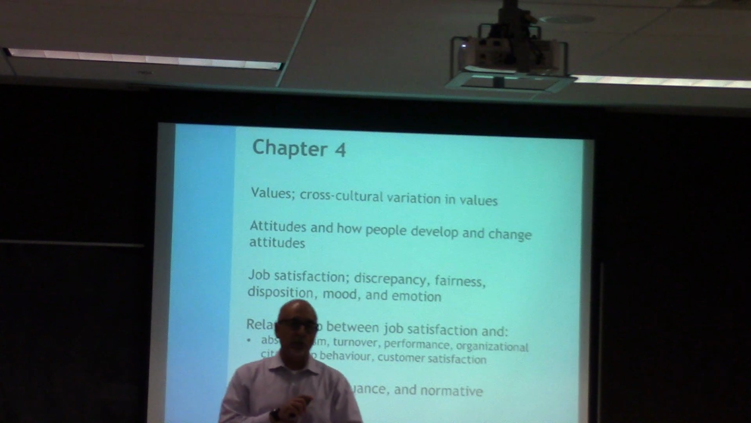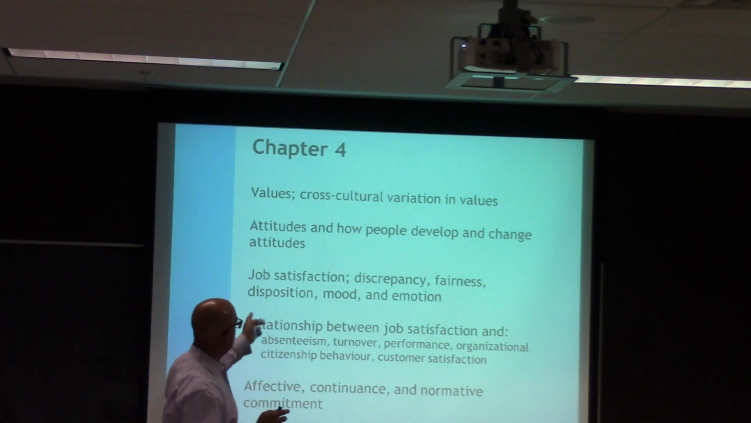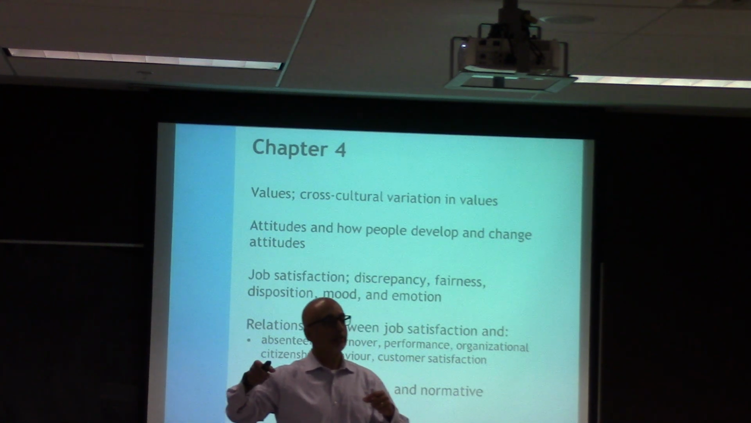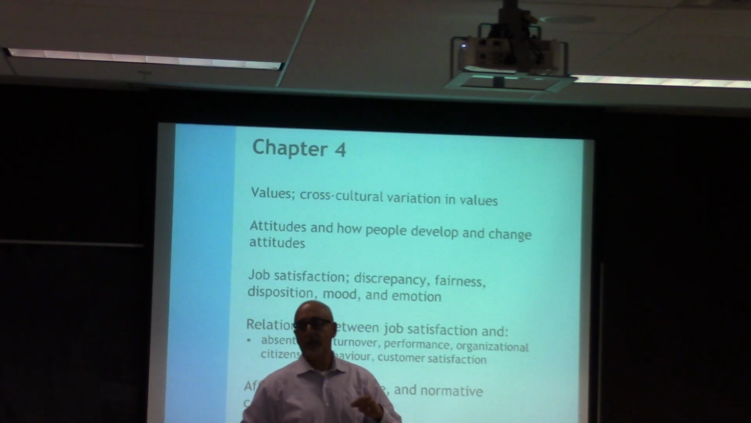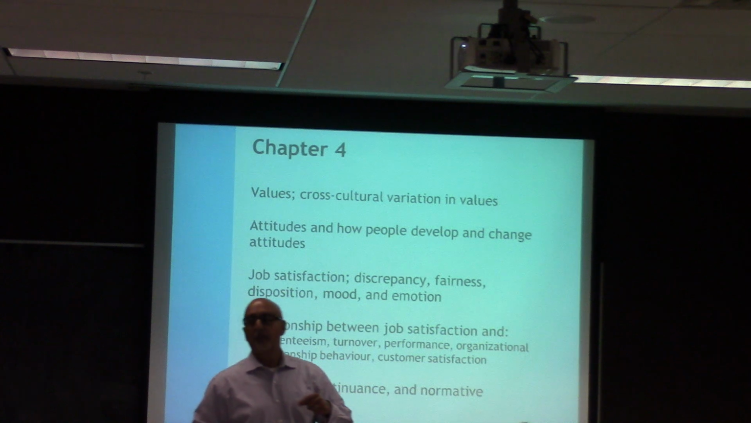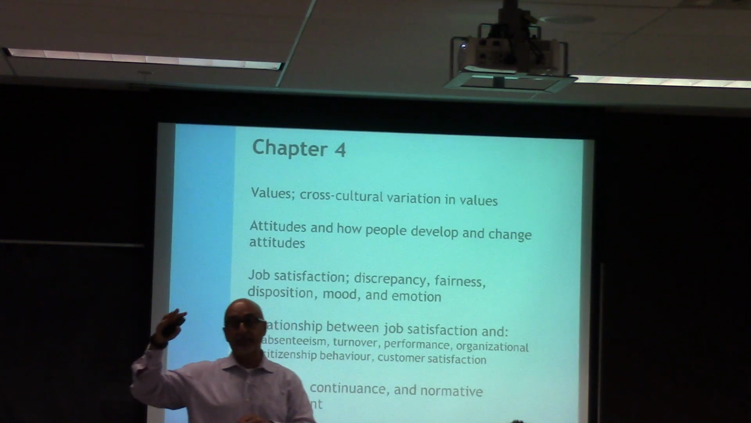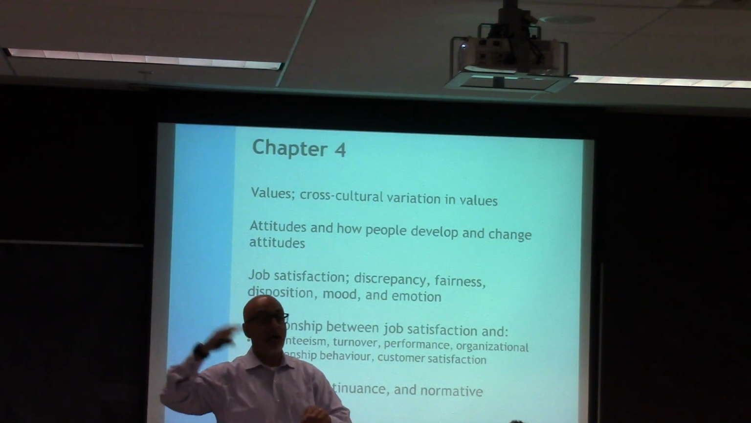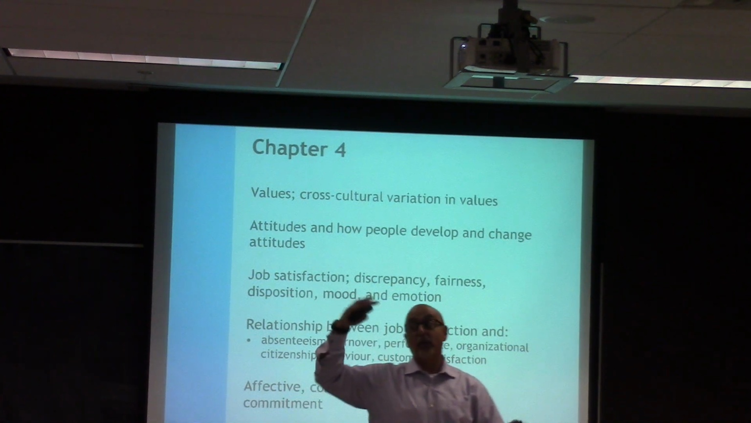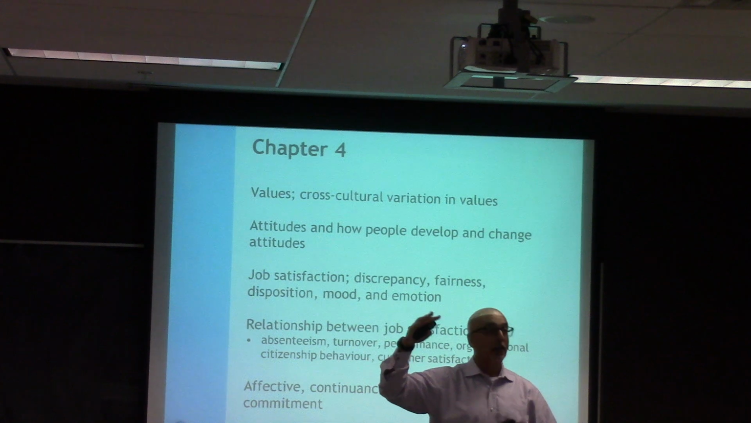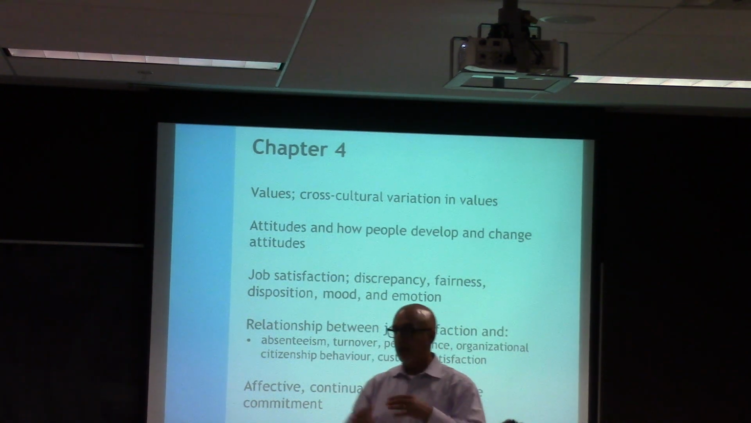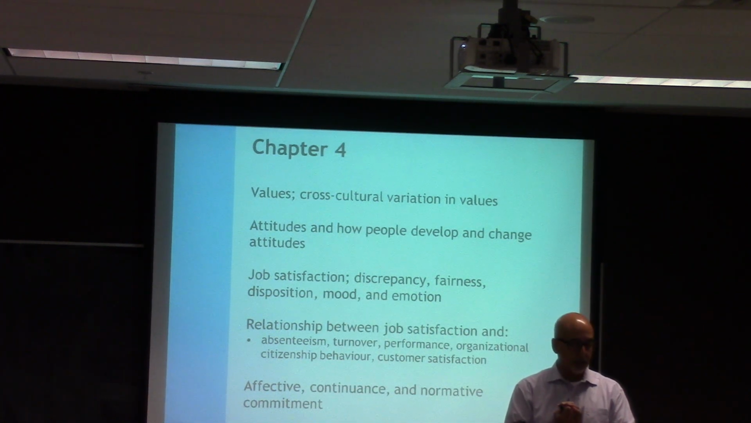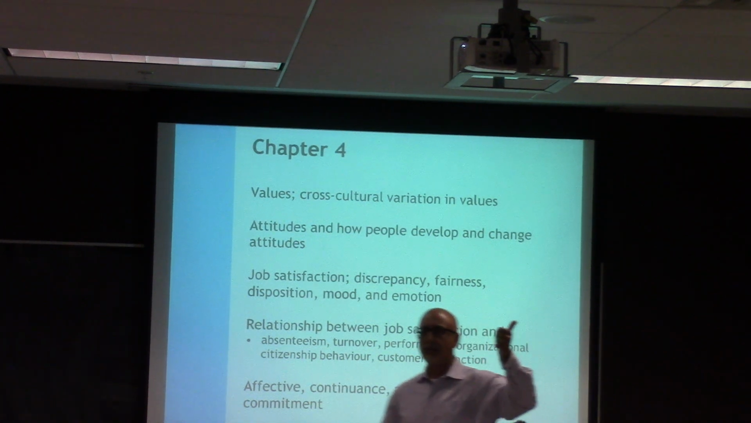Cross-cultural variation in values. Give me 2 dimensions that Hofstede talked about. Power distance. Power distance is the extent to which a tremendous discrepancy exists in power between subordinates and superiors. So high power distance means there's a tremendous inequity between superiors and subordinates. Low power distance would be the open door policy, the flat organization, the easy access to higher level employees by lower level employees. Another dimension, we have power distance.